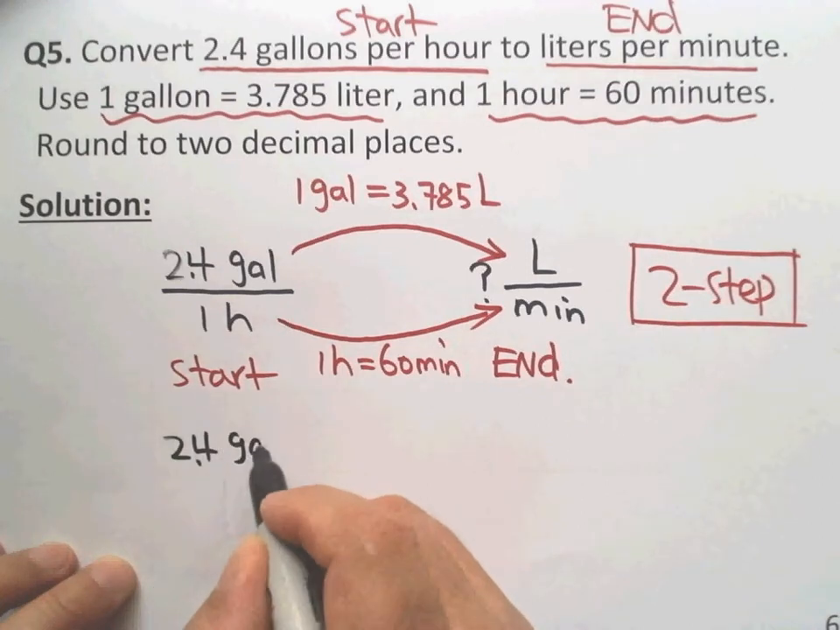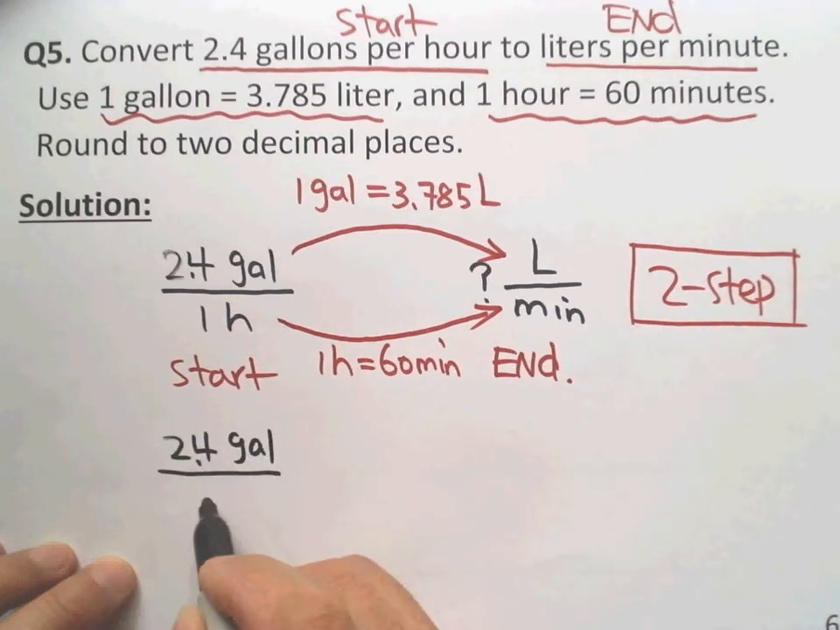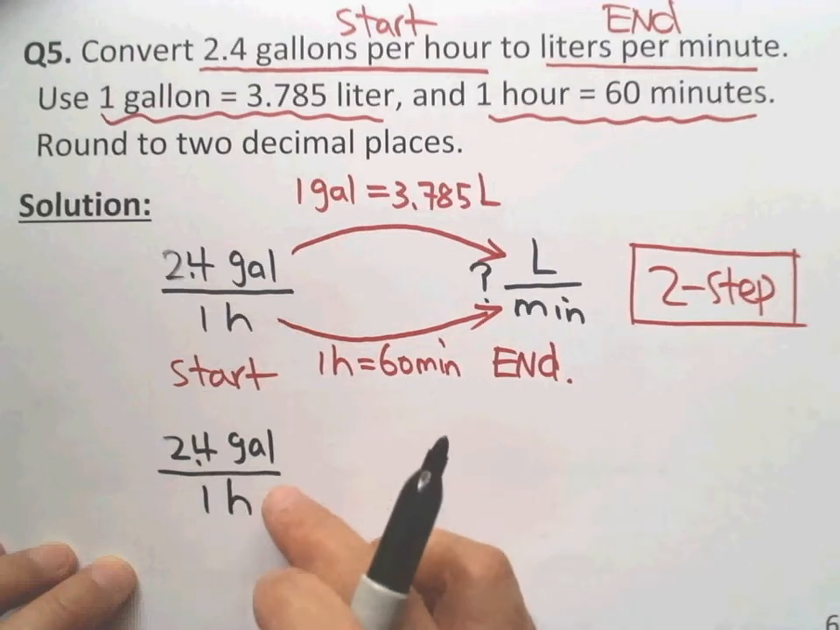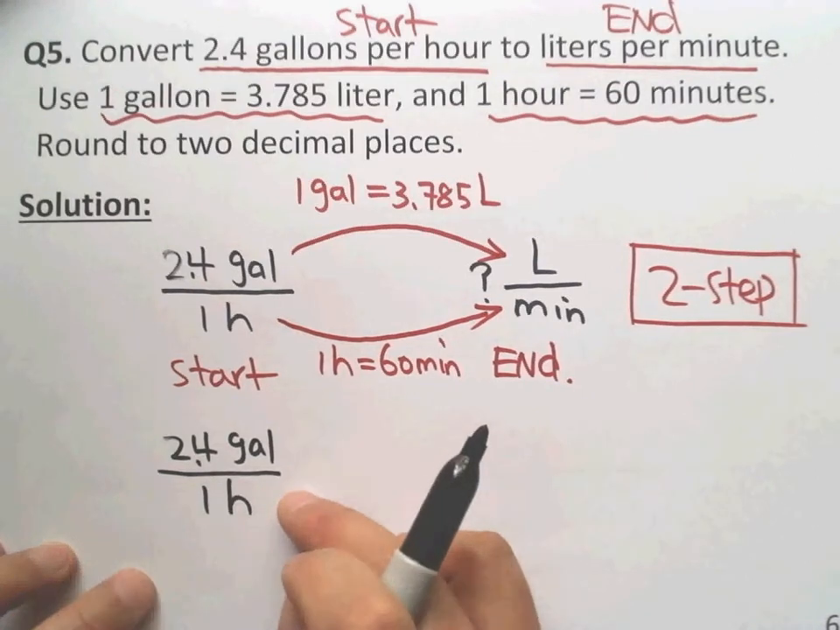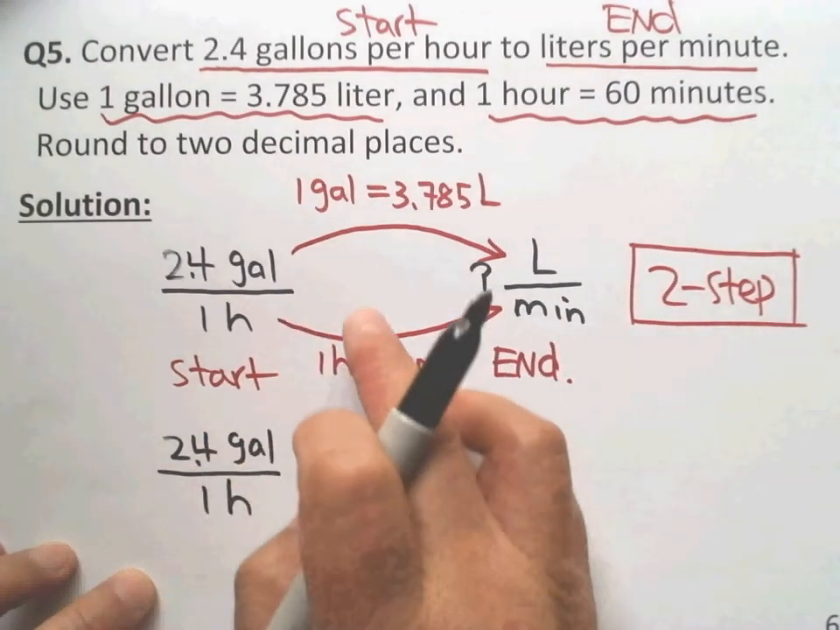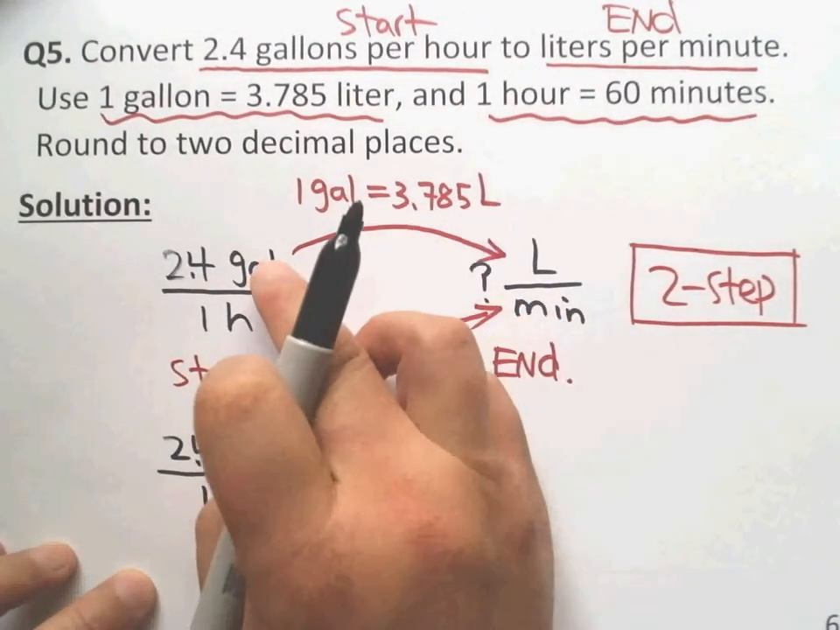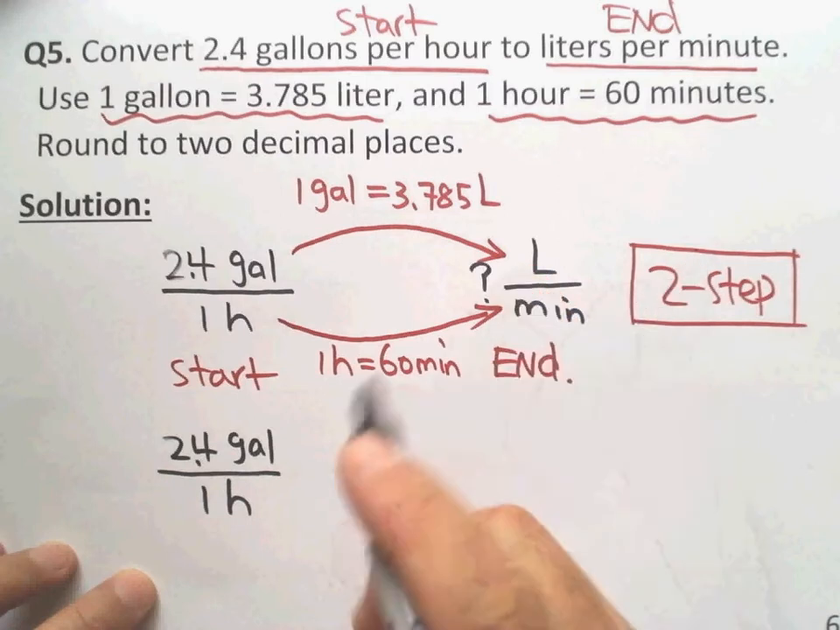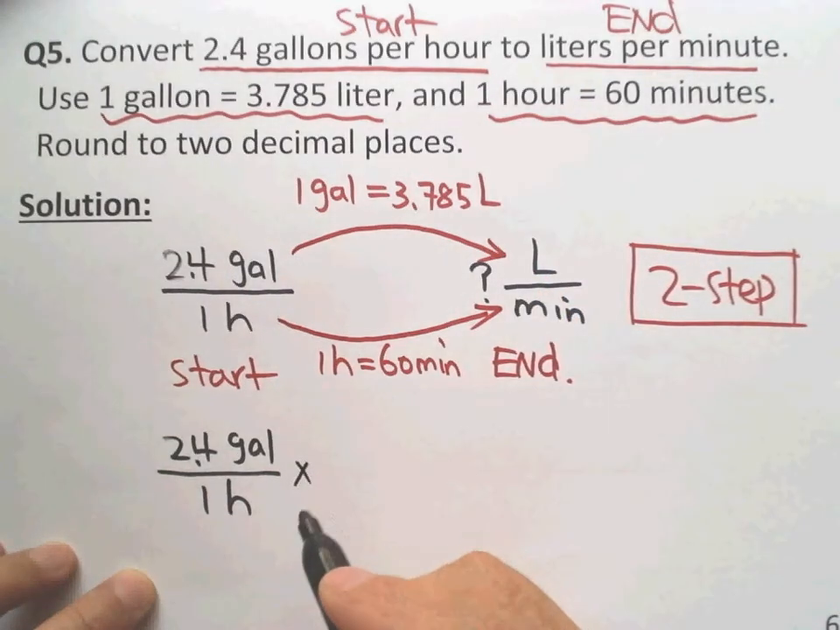Okay, this is the beginning. Do we need to divide it by 1 again? No, it already has 1 here. Okay, so we just write 2.1 gallon over 1 hour. This time we already have a fraction at the beginning, so that's good.